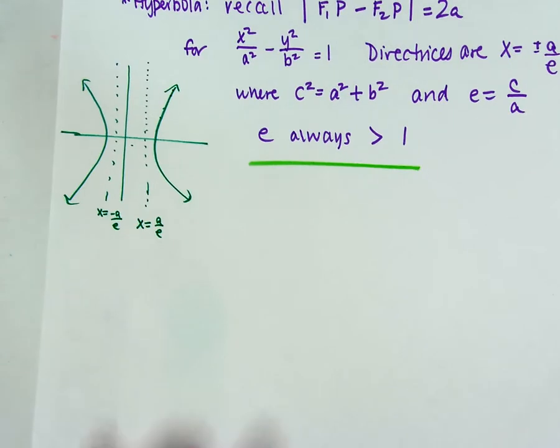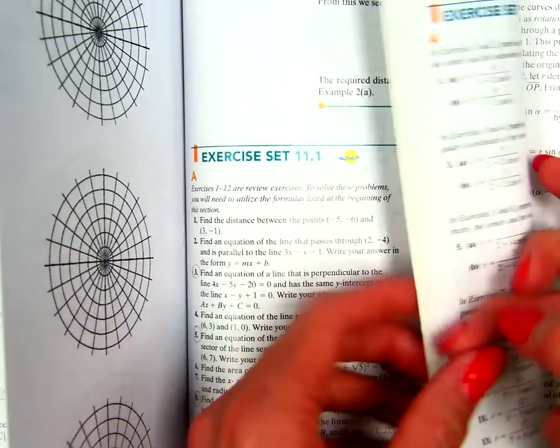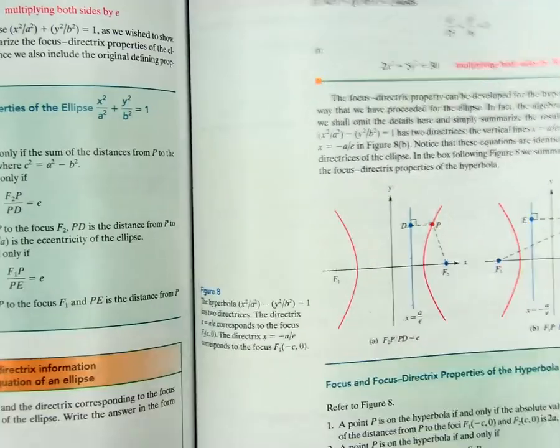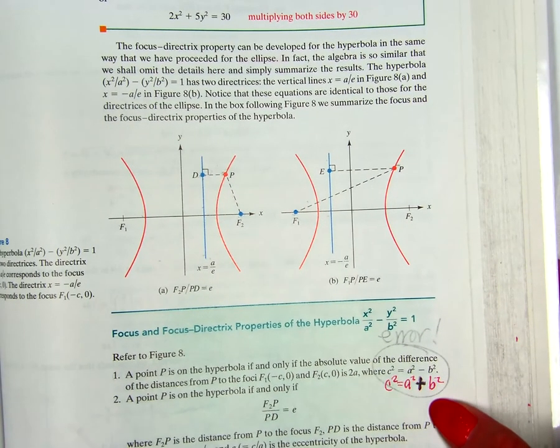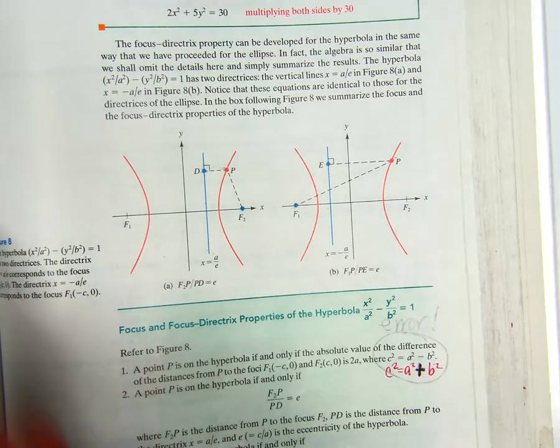I believe that in your book there is a typo. If you look at 11.6, the box on page 871, right here, it should say c squared equals a squared plus b squared. This is for hyperbolas. So just in case you're reading the sample boxes.